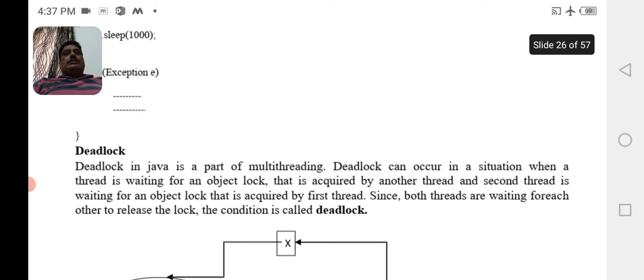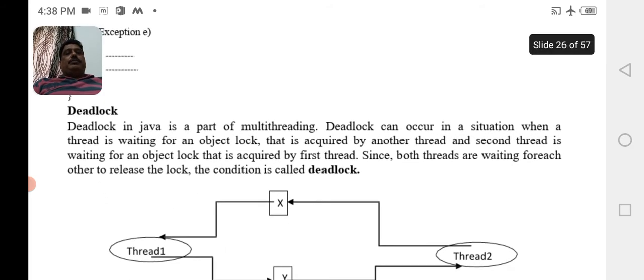Deadlock. Let us discuss deadlock. Deadlock in Java is a part of multi-threading. Deadlock can occur in a situation when a thread is waiting for an object lock that is acquired by another thread, and the second thread is waiting for an object lock that is acquired by the first thread. Since both threads are waiting for each other to release the lock, the condition is called deadlock.